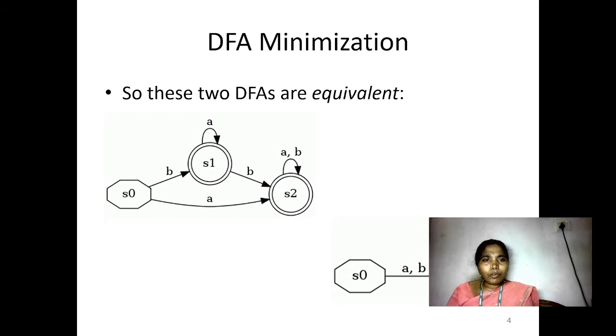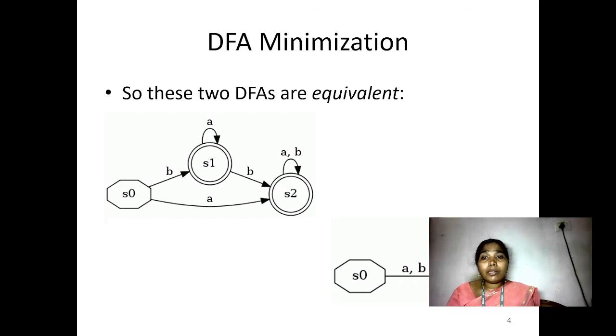From S0 in the first DFA, for b there is a transition to S1, and for a there is a transition to S2. Now if I want to combine S1 and S2, then from S0, which is the starting state, for the transitions a and b, it goes to S1. In the first diagram, state S1 has a self loop for a, and S2 has the self transition for a and b. Since I am combining S1 and S2, I will have the self transition for S1 as a, b.